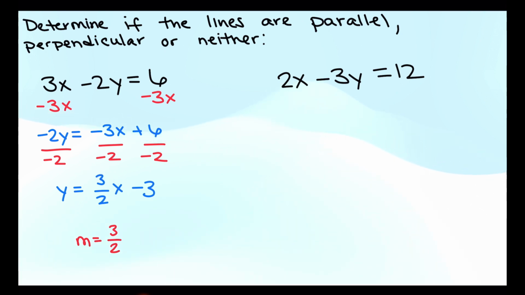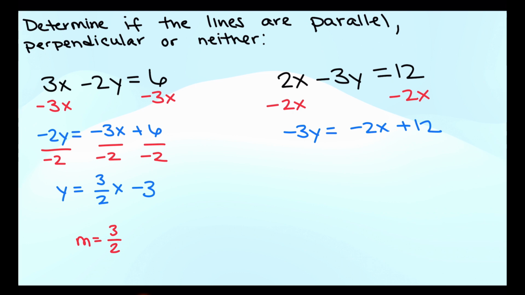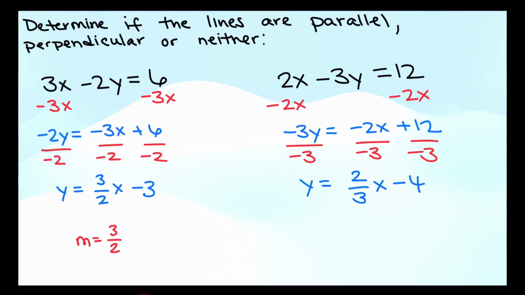We'll go through the same process with the second line: 2x minus 3y equals 12. I'm going to solve for y, so I have to minus the 2x from both sides. That gives me negative 3y equals negative 2x plus 12. Finally, I'm going to divide every single term by negative 3 to get y equals, and again, we've got a negative divided by a negative, so negative 2 over negative 3 is positive 2/3. So y equals positive 2/3 x. 12 divided by negative 3 is negative 4. So the second line given has a slope of 2/3.